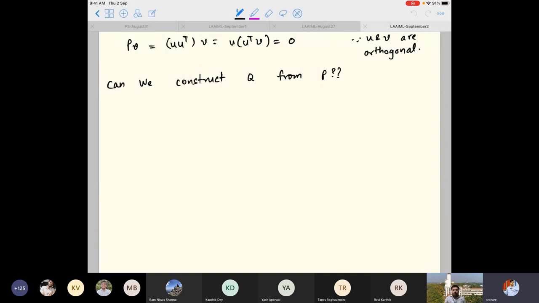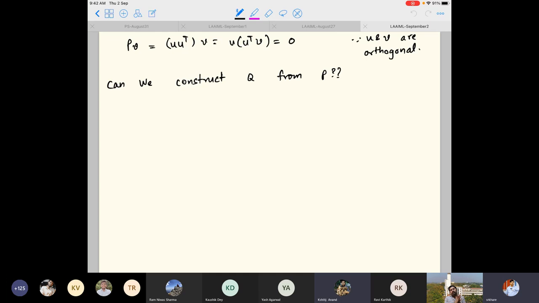We can take two matrices. Like here we constructed P as UU transpose. We can construct another matrix, let's say, because we have used symbols Q and R, I'll call it T. So if we take a matrix T which is VV transpose, then minus P plus T is basically going to give me VV transpose.